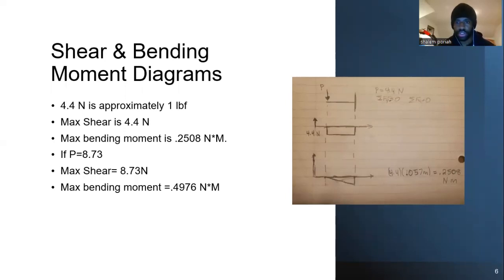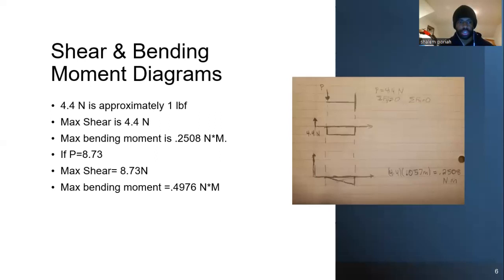Since the shear force is negative, our bending moment diagram slope is also going to be negative, going underneath the axis, because it's maxed out where the fixed point is, and 0 at the free end because it's not fixed there. The way to solve for it would be 4.4, which is the applied force, times 0.057 meters, which is the length of the USB drive, and we get the max bending moment of 0.2508 newton meters. But that's just a test value.